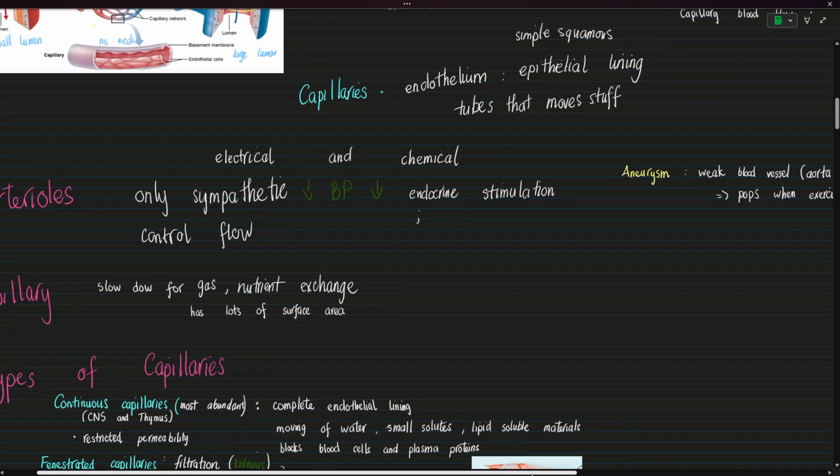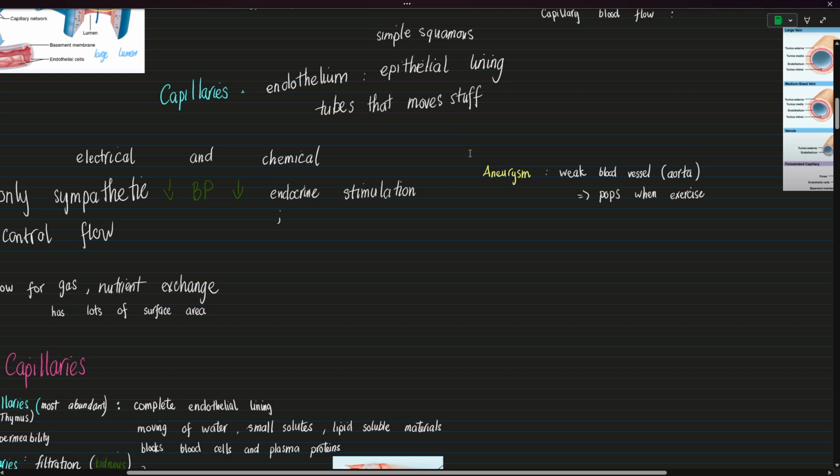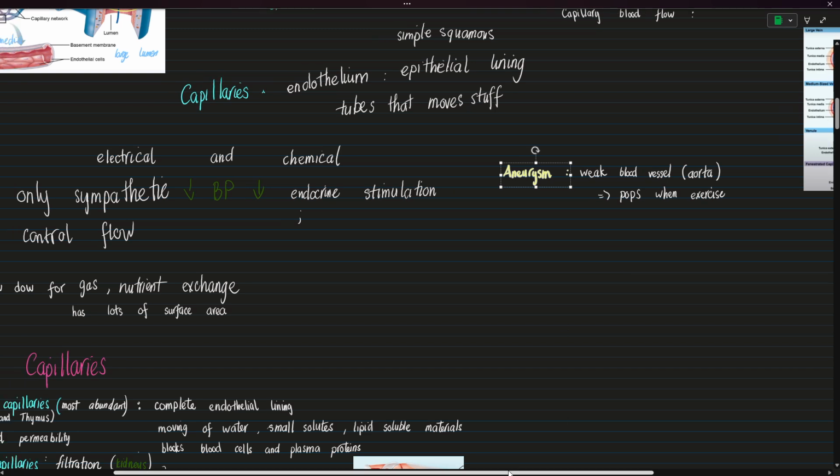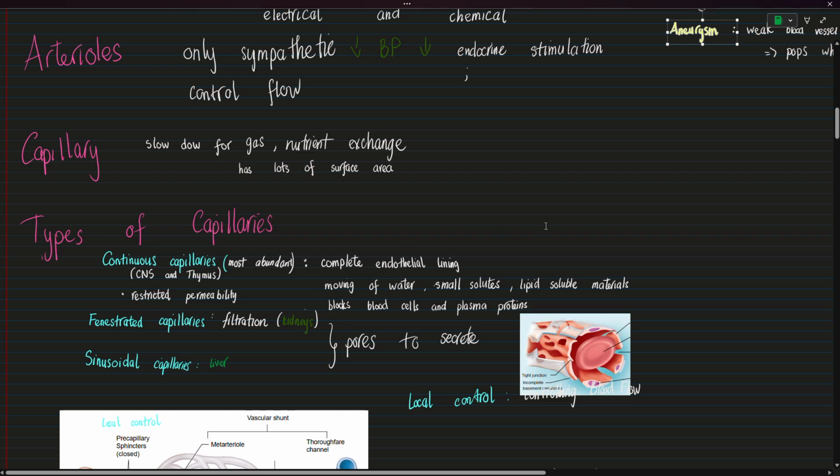We have aneurysm, which is when there is a weak wall of the aorta, and it can pop when you have excessive exercise. Aneurysm, that's what it's called.